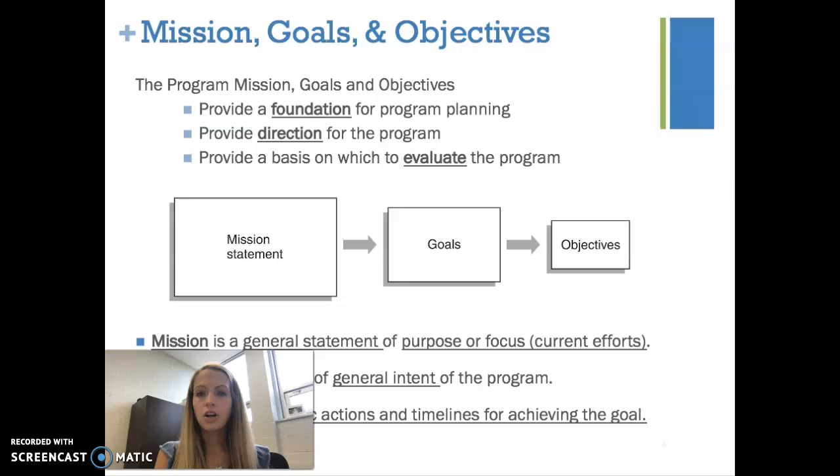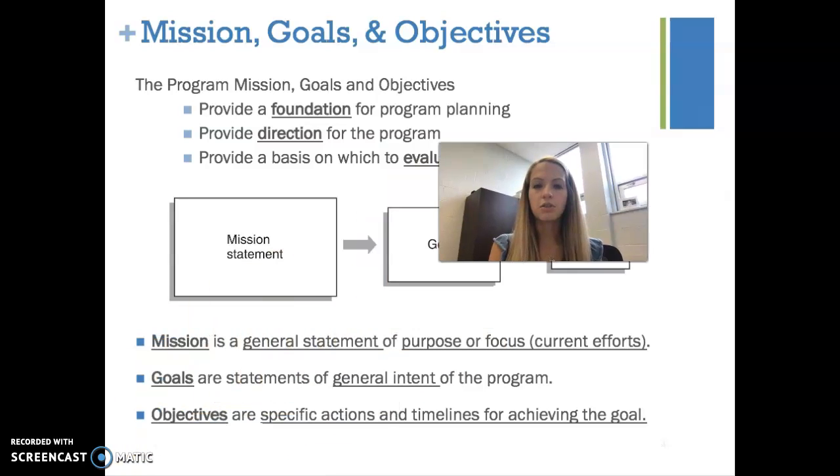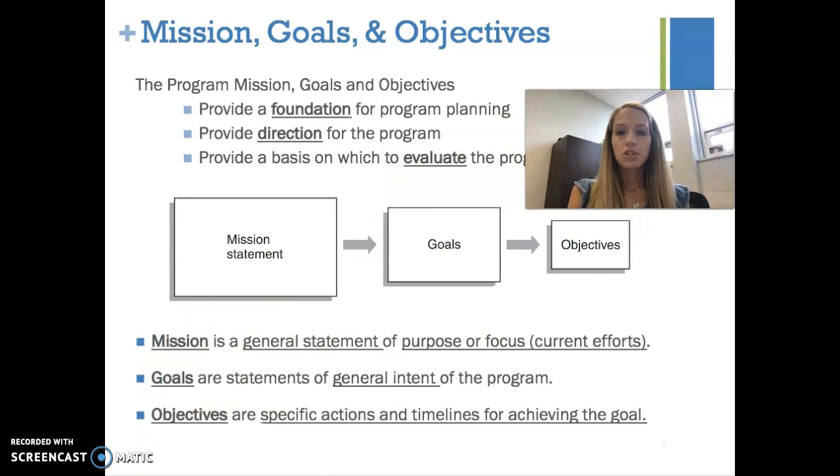All right, so let's talk about mission, goals, and objectives here. The program mission, goals, and objectives provide a foundation for our program planning. It provides direction, and it gives us a basis for our evaluation. So what are we going to look at to see if we're effective or not? If our program actually meets our goals, if we are making the change that we have strived to make.